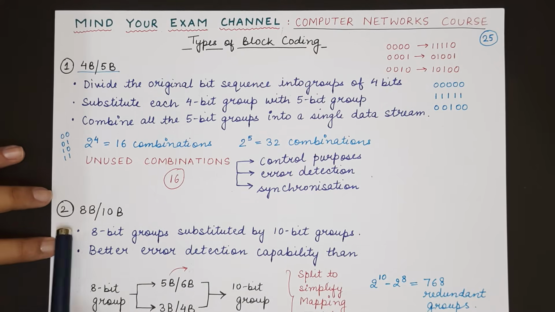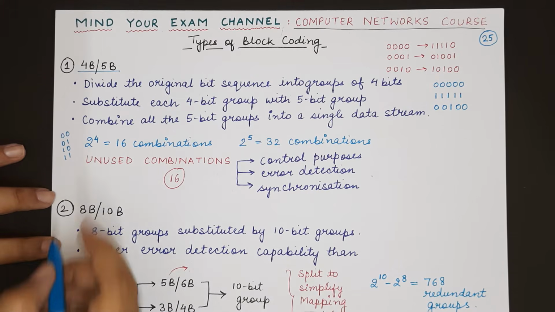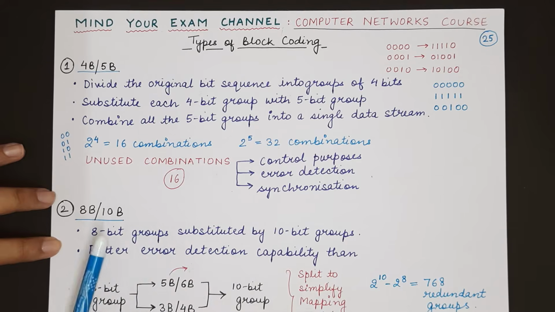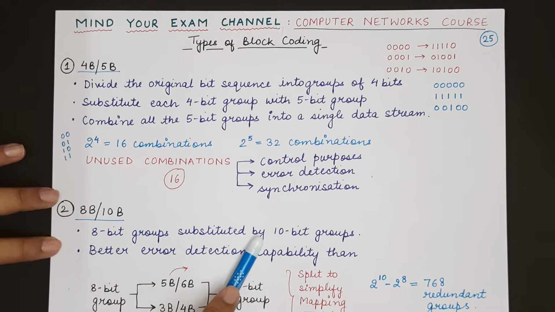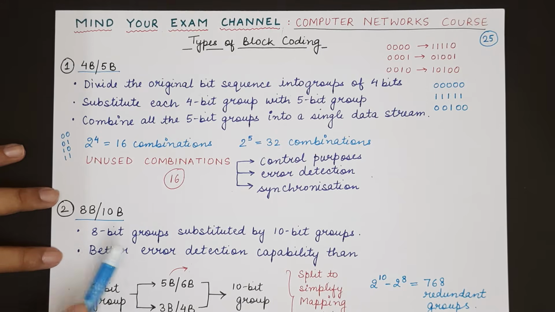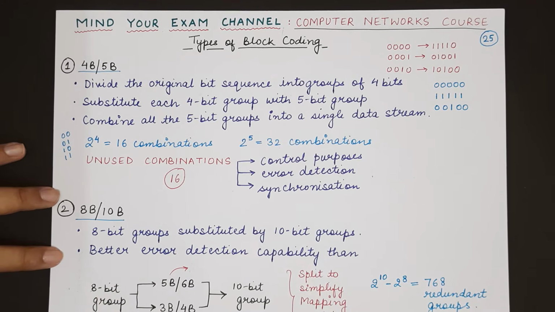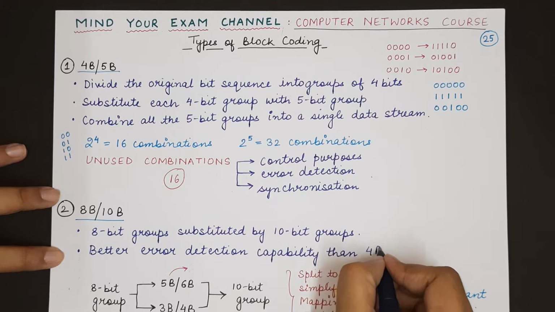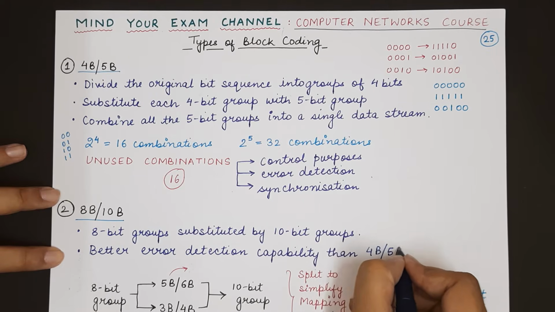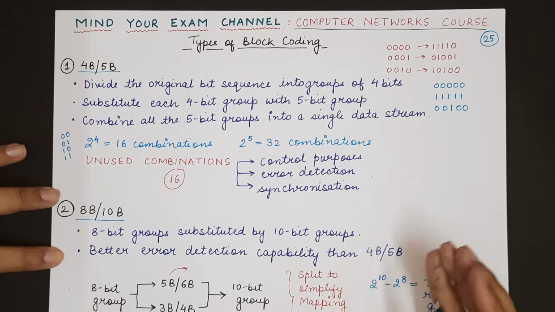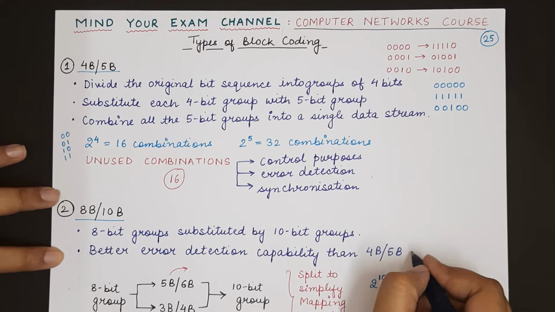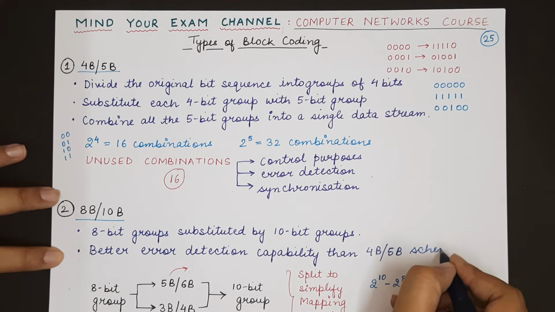Okay. Now coming to the second type of block coding, which is the 8B 10B block coding. In this case, the groups of 8 bits are substituted by 10-bit groups. Basically it will have better error detection capability than the 4-bit 5-bit scheme. Why? Because there are more unused combinations. And how is that possible?